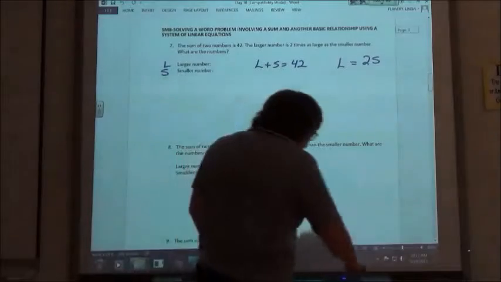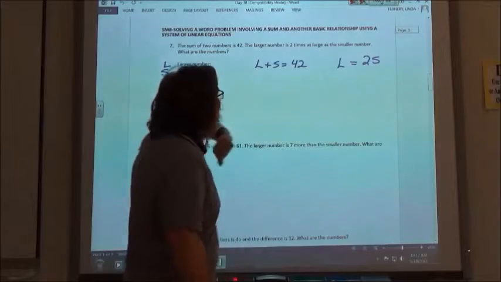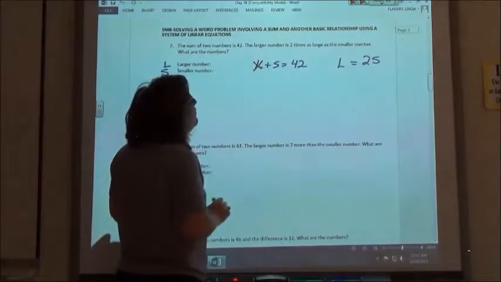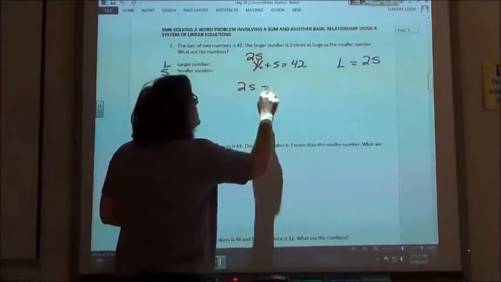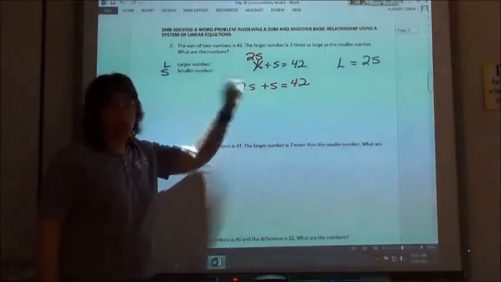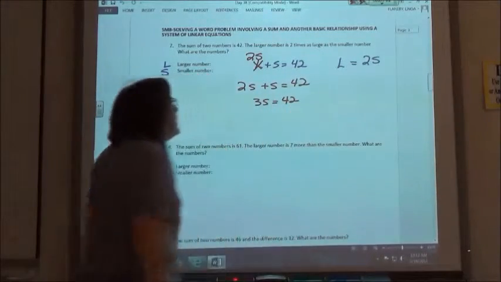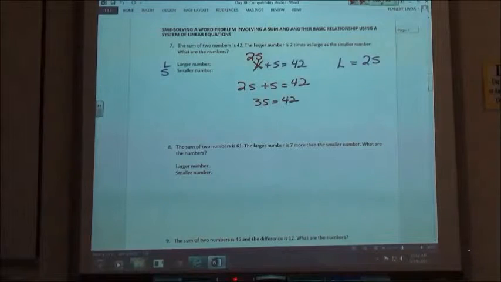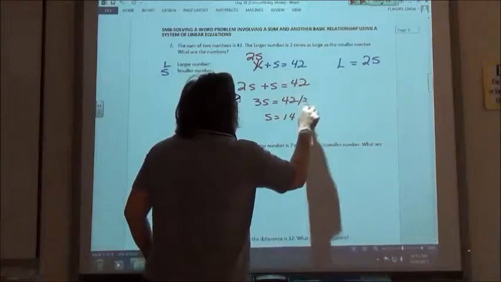Now this system of equations we probably want to solve by substitution because we have L solved for 2S. So what I'm going to do is get rid of the L in my first equation, replace it with 2 S's. So now I have 2S plus S equals 42. I would want to combine my like terms. 2S plus 1S would be 3S equals 42. And then of course I've got to divide 42 by 3. And so my smaller number is going to be equal to 14. S equals 14 when I divide that by 3.